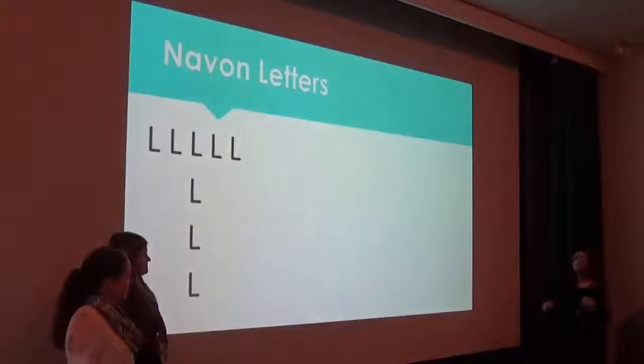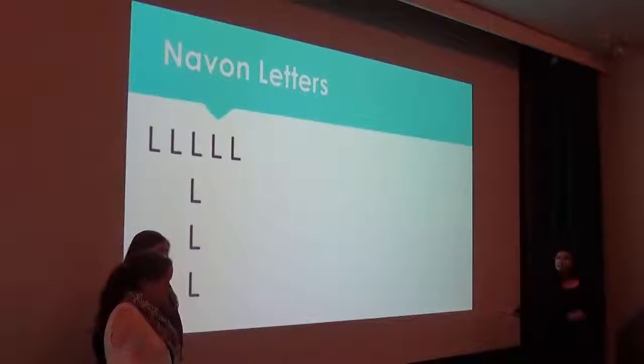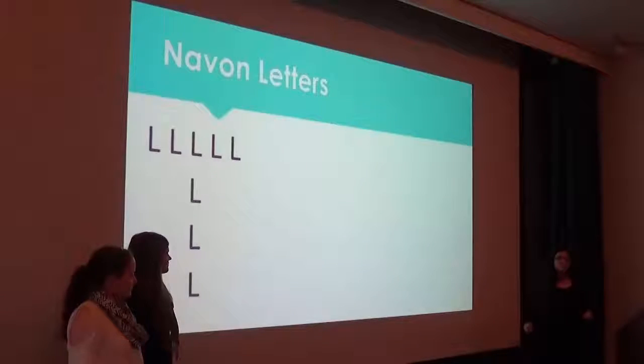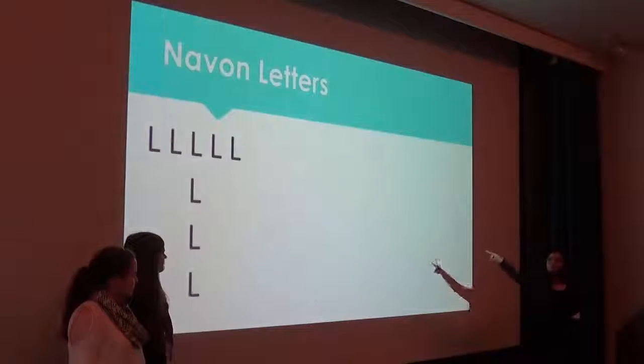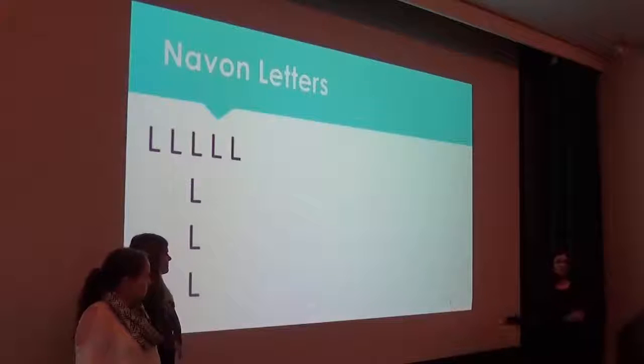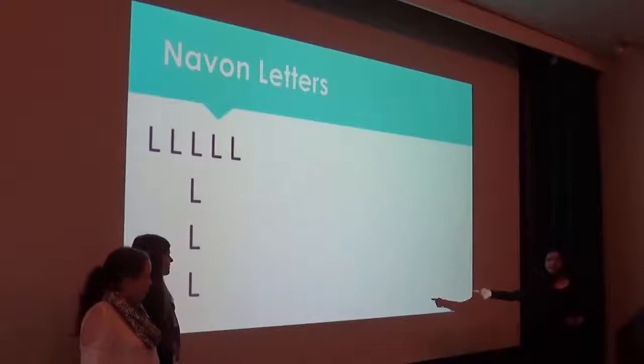Along with that, we also primed our participants by using Navon letters. So we had two groups, a local group and a global group. For our local group, they were more detail-oriented in processing, and they would answer for this, this would be an L. For our global group, we saw a more holistic view, and they would say that this is a T.